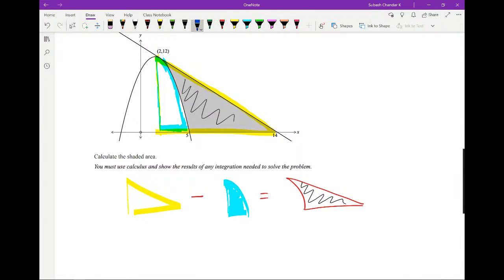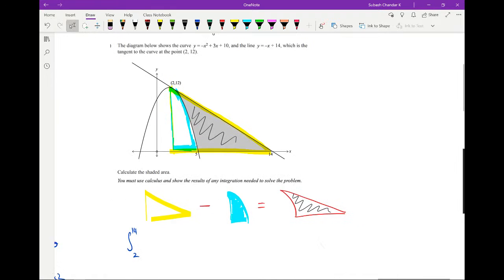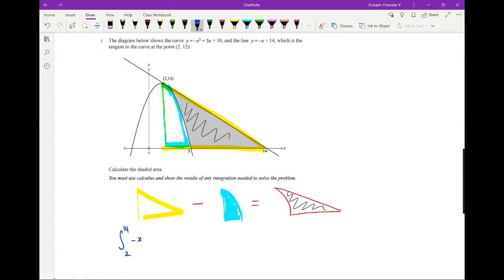So in this case, we've got between 14 and 2, and the equation of a straight line is given, which is -x plus 14, minus, and in this one, we've got it between 5 and 2, which is -x squared plus 3x plus 10. Is that all right, guys, what I've done there?